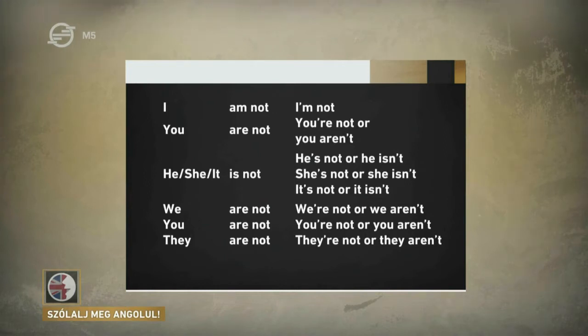We are not, we're not, or we aren't. You are not, you're not, or you aren't. And they are not, they're not, or they aren't. Good. Okay, so back to the sentences with where. If we want to make the sentence, I'm from London, negative, what do we do? That's right, we add not after the verb to be. I'm not from London. Great, easy as pie.